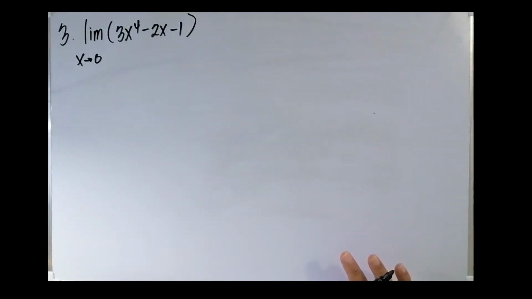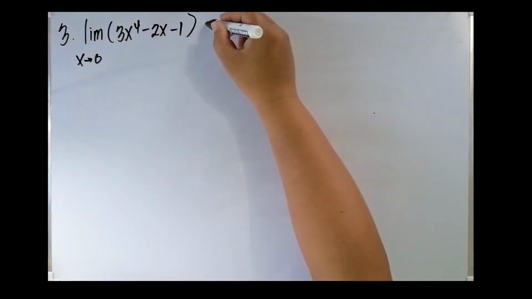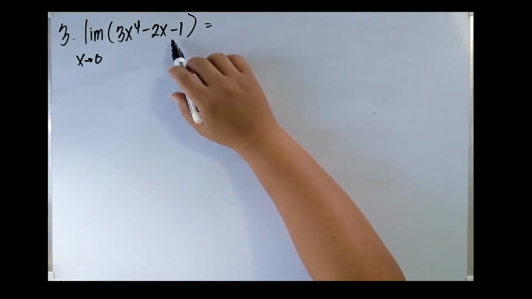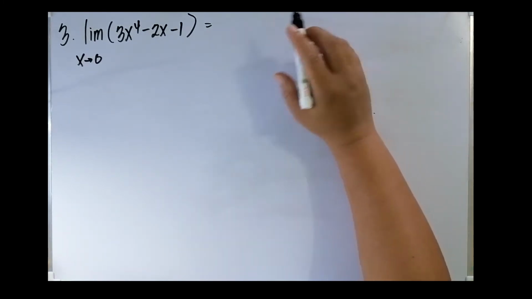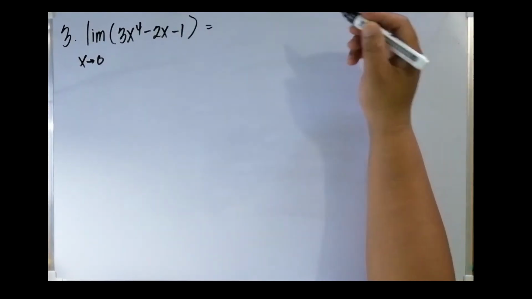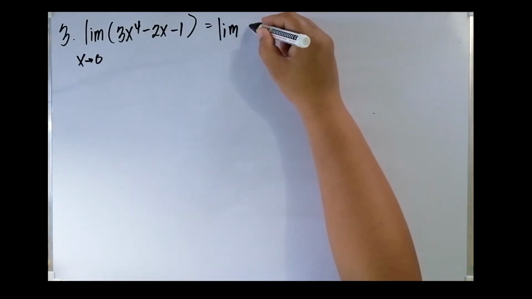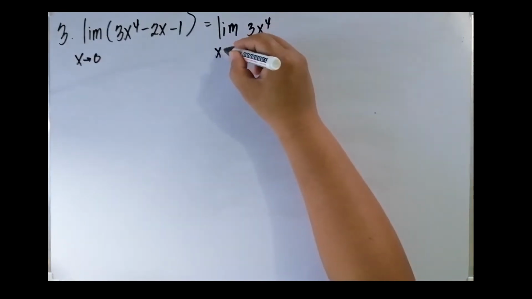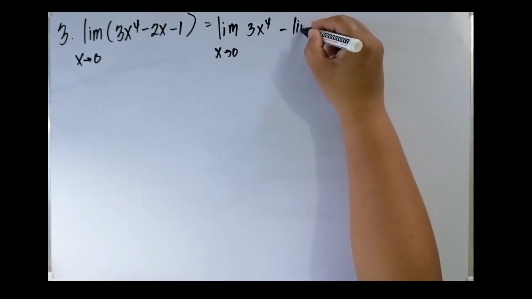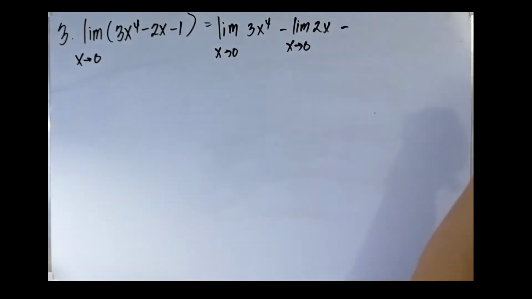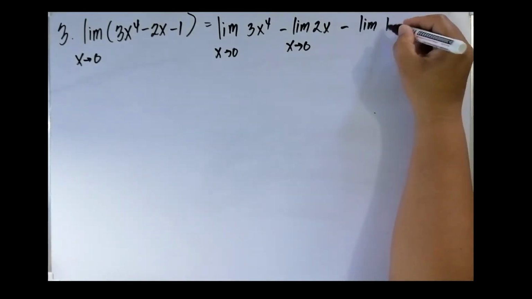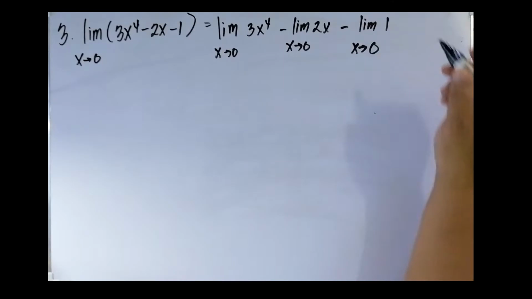For our third example, we have the limit of 3x raised to 4 minus 2x minus 1 as x approaches 0. Since dito sa function natin ay mayroon tayong subtraction operation, pwede natin gamitin yung addition and subtraction theorem. So, paghiwalay natin yung mga individual limit of functions nila. So, we have the limit of 3x raised to 4 as x approaches 0 minus the limit of 2x as x approaches 0 minus the limit of 1 as x approaches 0.